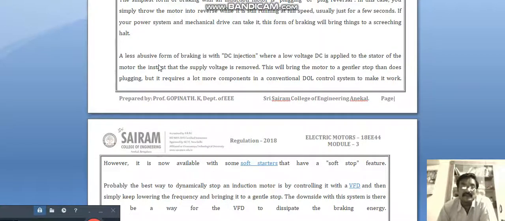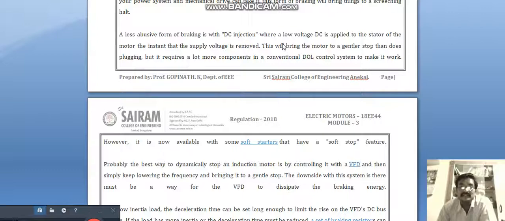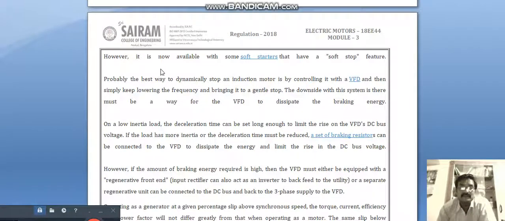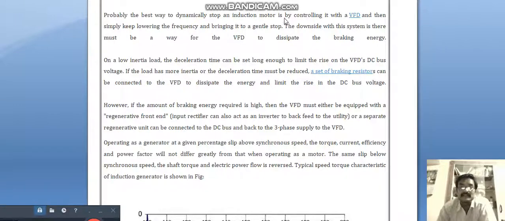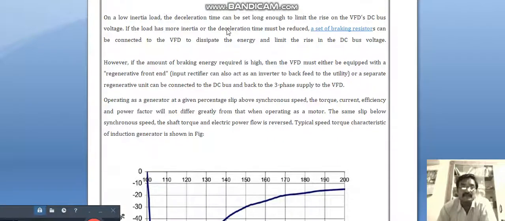If your power system and mechanical drive can take it, this form of braking will bring things to a screeching halt. The less abusive form of braking is DC injection, where low voltage DC is applied to the stator the instant that the supply voltage is removed. This will bring the motor to a gentle stop. However, it's not available in soft starters. Probably the best way is to dynamically stop the induction motor by controlling the VFD and then simply lowering the speed based on the inertia of the load, as long as it is enough to limit the VFD DC bus voltage.